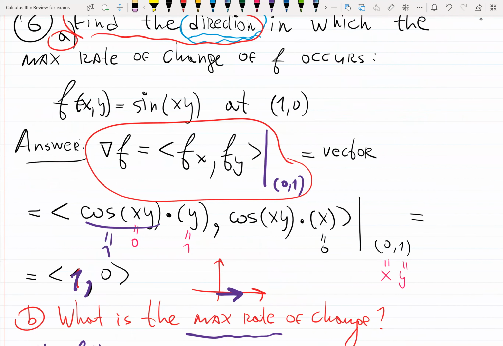No, in the original text of the problem, it's listed as 1, 0. Oh, this one I messed up. I see. Thank you. This one should be 0, 1. Okay, thank you.